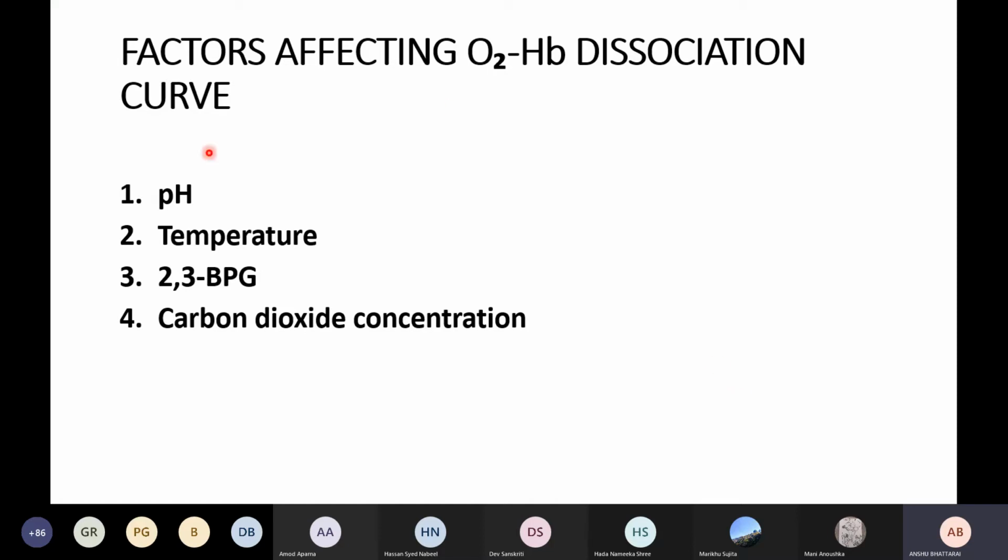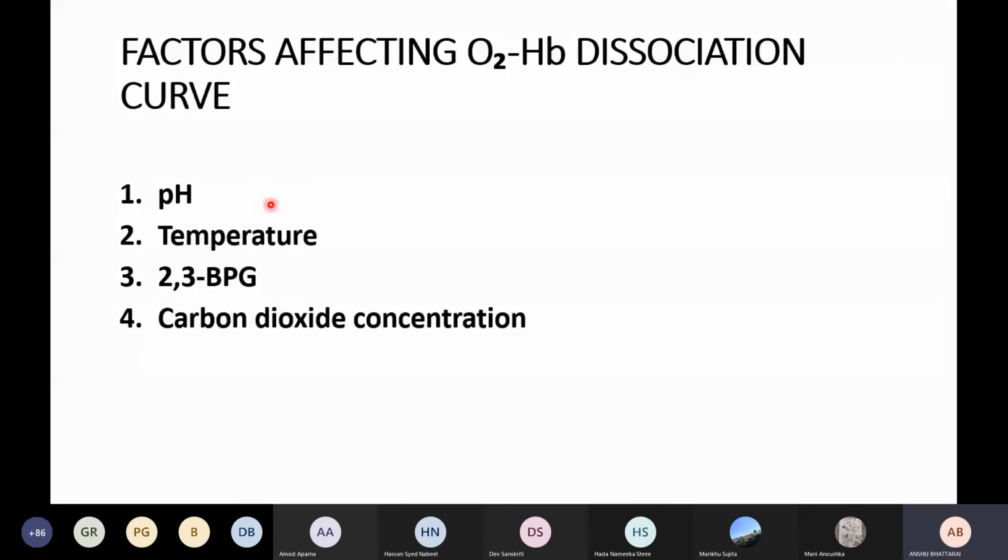So number one is pH. pH has a great effect on this curve. Next is temperature. Another is a molecule known as 2,3-bisphosphoglycerate, 2,3-DPG. And next is carbon dioxide concentration, which is actually also related to pH. So these factors affect the oxygen hemoglobin dissociation curve. Let us talk about how they affect it.